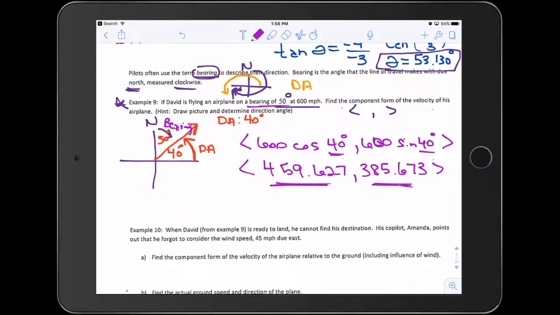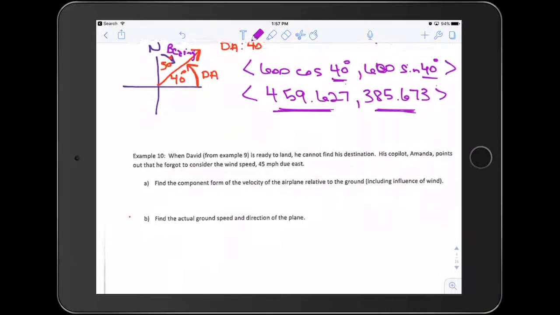So when David is flying 600 miles per hour at 50-degree bearing, what's happening is he is going at a horizontal velocity of 459.627 and a vertical velocity of 385.673, a combined velocity that gives you that magnitude of 600 miles per hour. So just bringing that up, connecting it to what we're going to be doing here in the near future.